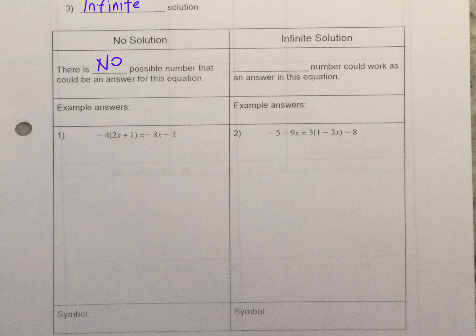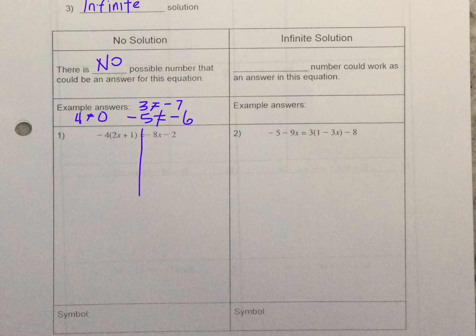So if you finish a problem and you end up with 3 equals -7, that is not true. 3 does not equal -7. Or you end up with 4 equals 0. Not true. When your variable goes away, when you don't have that x or y, that's when you kind of look for a no solution. When -5 equals -6, that's still not true.